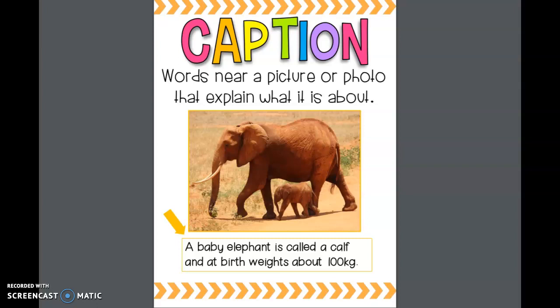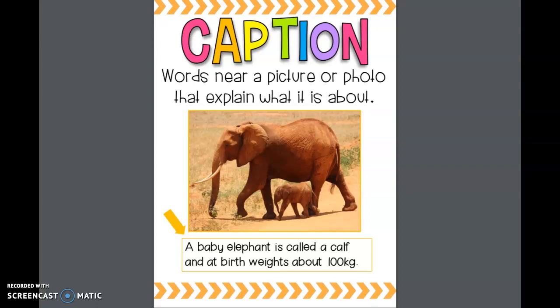So our target strategy to help us with this skill is monitor and clarify. That means to stop and think when you don't understand something. Find text evidence to help you figure out what doesn't make sense.